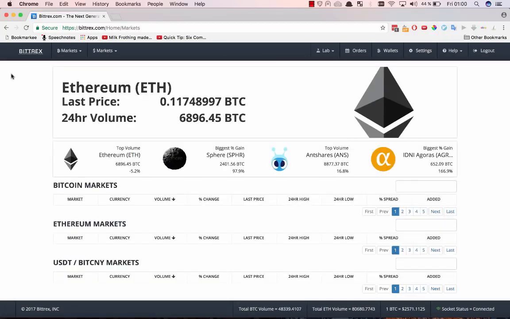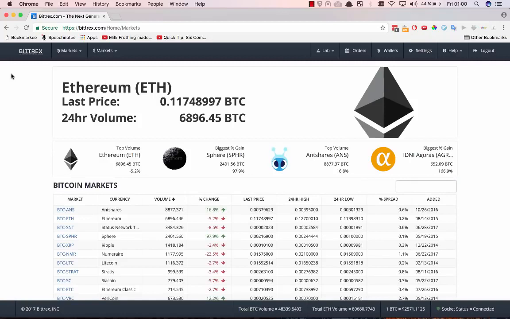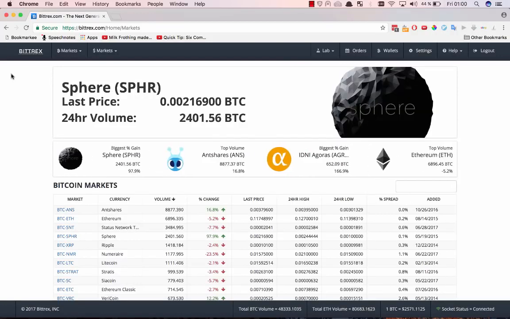We have gone through the process of depositing money in the account. We've also gone through the process of setting up two-factor authentication. We have made a trade. So we have bought something and we have sold something. And we have also made a withdrawal to another account. These are the main features that we would be using on a daily basis.